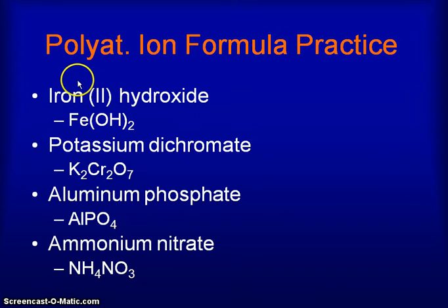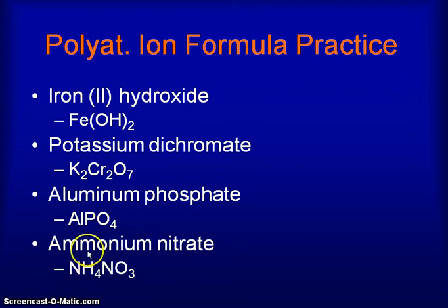Here are a few more examples. We have iron 2, which means iron is a 2 plus, and hydroxide, which is a 1 minus. So we have Fe, and we're going to cross that 2 down, put our OH in parentheses, and bring that 1 down. So we have Fe, an OH in parentheses with a 2 subscript. For this one here, we have potassium, which is K, and it's a +1, and dichromate. The dichromate ion is Cr2O7, and it has a 2 minus charge, so we're going to bring that 2 down to balance the potassium's 1 plus. Aluminum is a 3 plus, phosphate is a 3 minus, so it's already balanced, so we just write AlPO4.